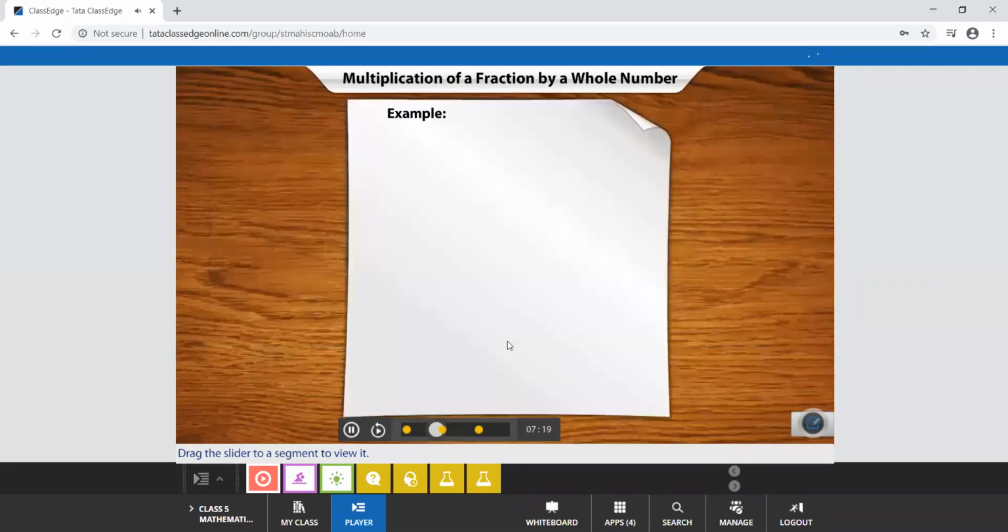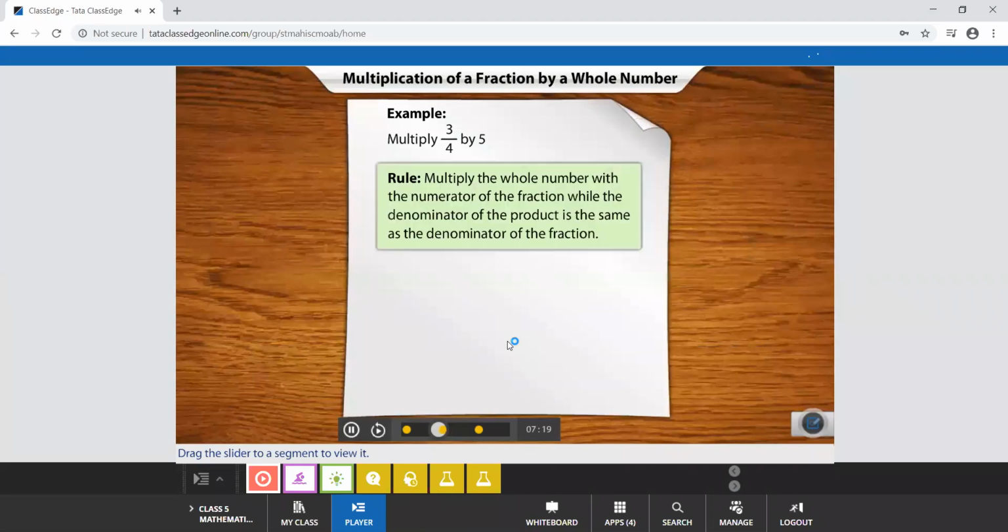Here, we have a fraction, 3/4, to be multiplied by the whole number 5. Let us apply the rule for multiplication of a fraction by a whole number. When we multiply 3/4 by 5, 3 is multiplied by the whole number 5, and the denominator remains the same. In this way, we get the numerator 15 and the denominator 4. Writing this fraction as a mixed number, we get 3 3/4.